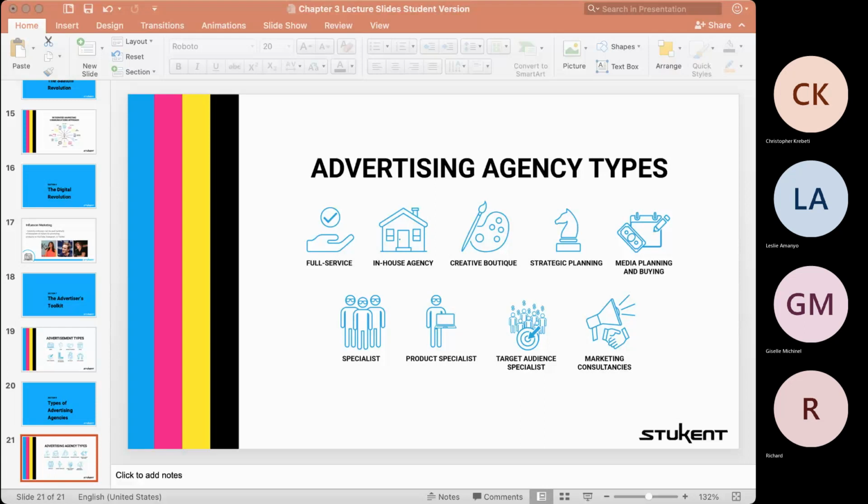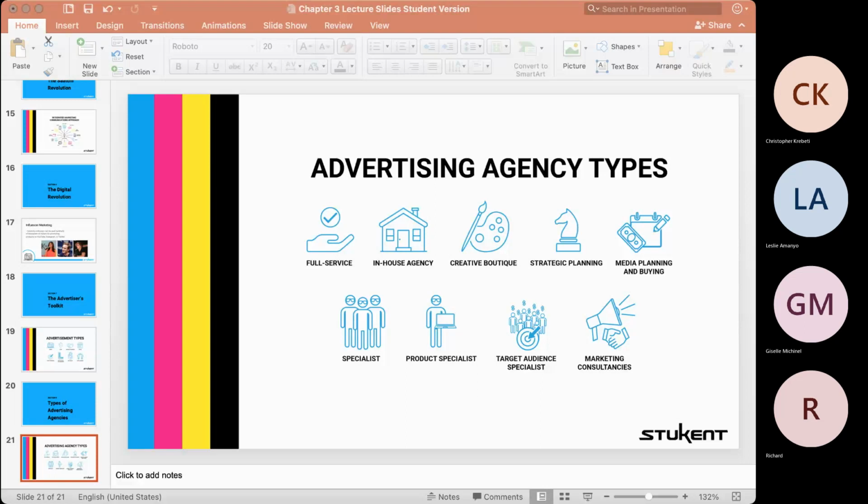Then we have the strategic planning. The strategic planning agency is there to plan for you. So they do the planning. You will get all your planning advice from an agency. The chances are paid advertising will be the solution to your marketing problem. So they tell you all of that.